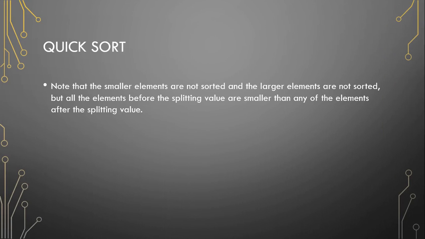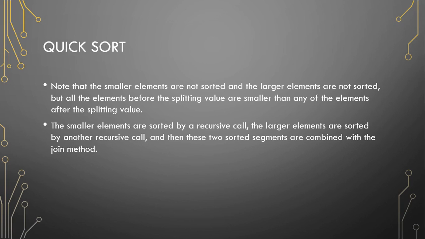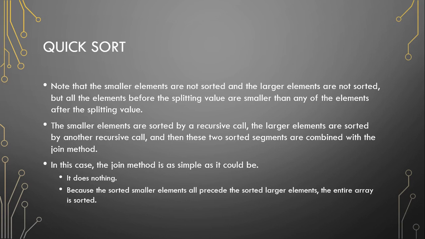You also know that the small elements are not sorted, and the larger elements are not sorted. But all the elements before the splitting value are smaller than all the elements after the splitting value. The smaller elements are sorted by a recursive call, and the larger elements are sorted by another recursive call, and then these two sorted segments are combined with the join method. In this case, our join method is as simple as it could be. It does nothing. Right? And because of that, the sorted smaller elements all precede the larger sorted elements, so the entire array is sorted. So just by doing a split, it gets sorted.